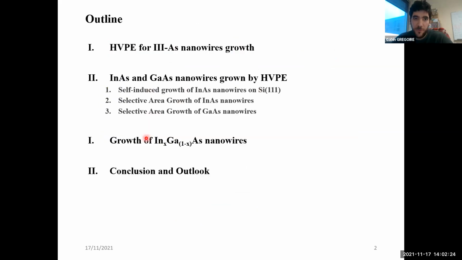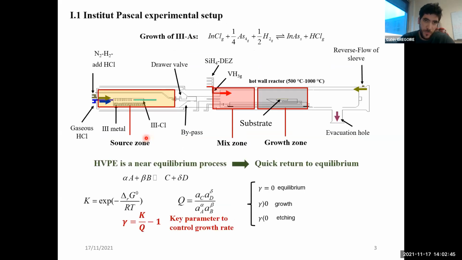First, I will quickly remind our experimental setup and also the basics of HVPE, already introduced by Evelyne Gil this morning. Then I will quickly go to the results, with first the growth of indium arsenide and gallium arsenide nanowires grown by HVPE, and finally the growth of indium gallium arsenide nanowires.